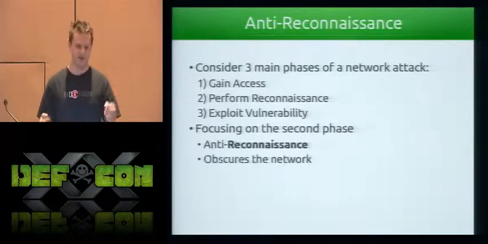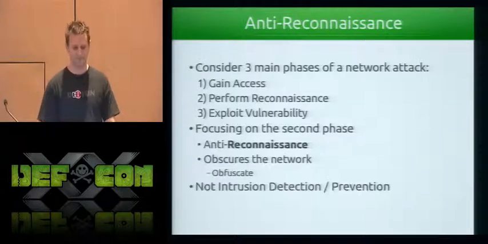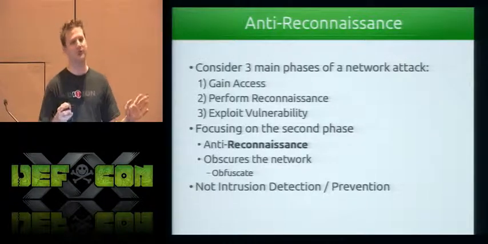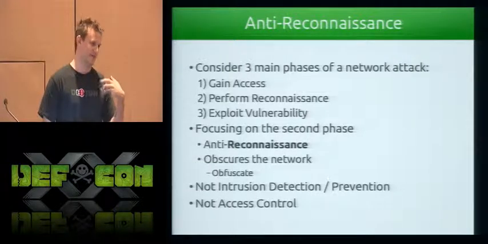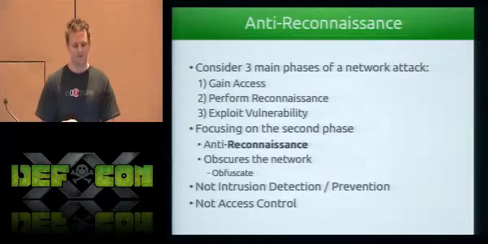So it's anti-reconnaissance. We're talking about obscuring, or more specifically, obfuscating your network. We're not talking about intrusion prevention. So if you want to say, hey, we found this bad guy, kick him off the network, that's not what we're doing. We're talking about fooling the attacker. Once you find that somebody's bad, you don't want to kick them off the network, because we can't even really do that necessarily. What you want to do is try to fool them further. And we're also not talking about access control.